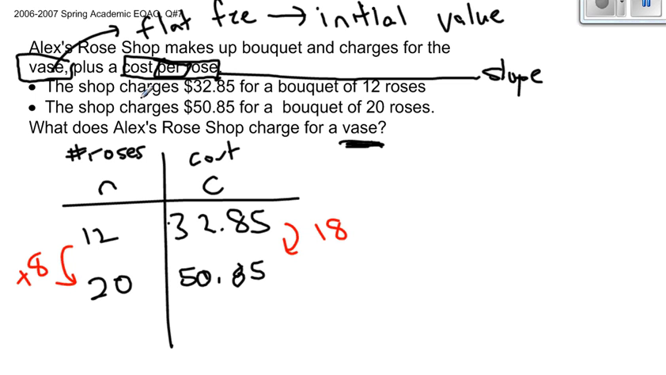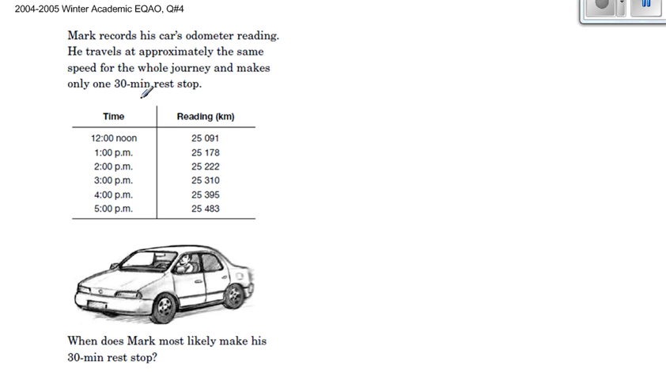So there's one more question that I found that's interesting that is similar. Mark records his car's odometer reading. He travels at approximately the same speed for the whole journey and makes only one 30-minute rest stop. When does Mark most likely make his 30-minute stop? Now, let's say you're doing this question. You have no idea what an odometer is. Well, look down here, and maybe this will help. The odometer reading in kilometers. An odometer is the thing that tells you how far your car has driven.